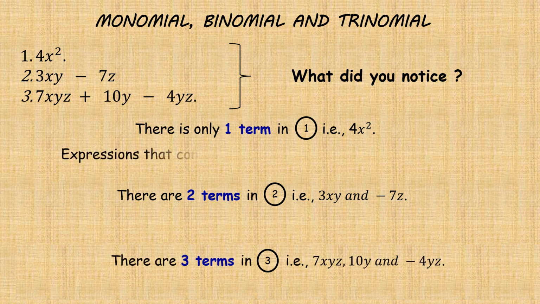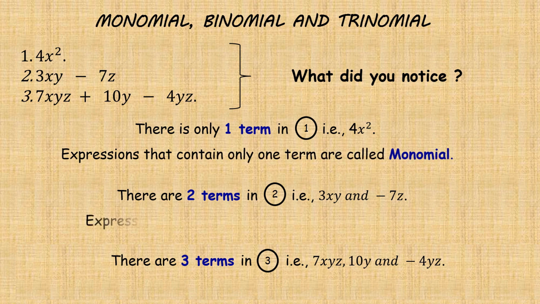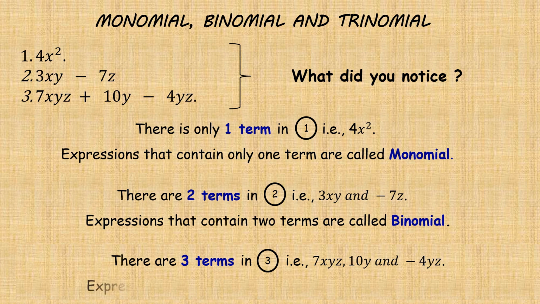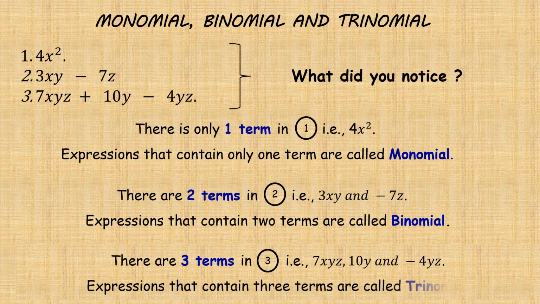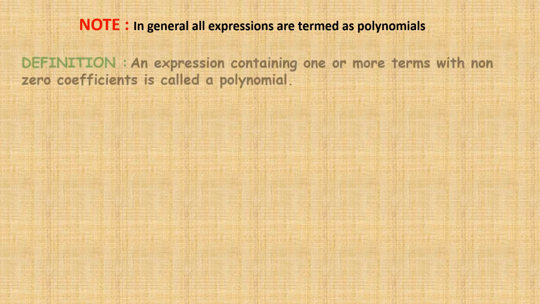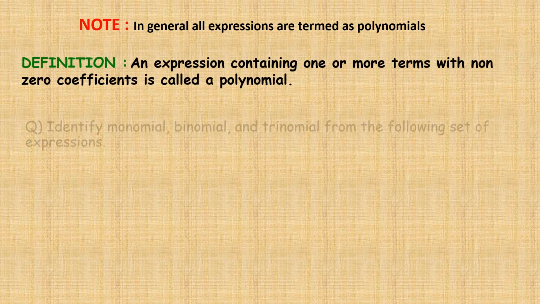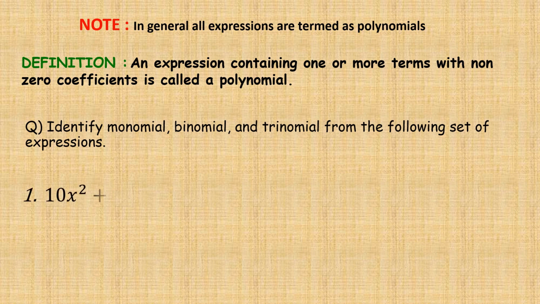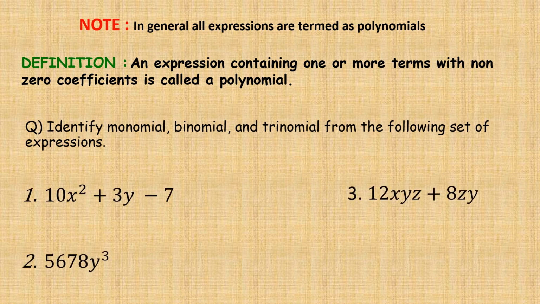Expressions that contain only one term are called monomials. Expressions that contain two terms are called binomials. And expressions that contain three terms are called trinomials. But in general, all these are called polynomials. An expression containing one or more terms with non-zero coefficients is called a polynomial. Now there is a small exercise for you. Identify monomial, binomial and trinomial from the following set of expressions.